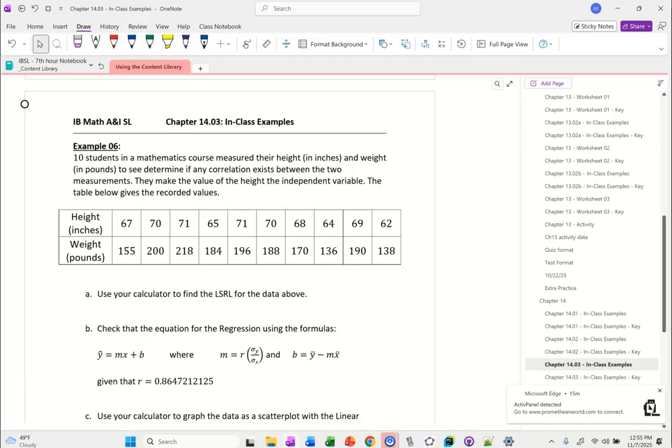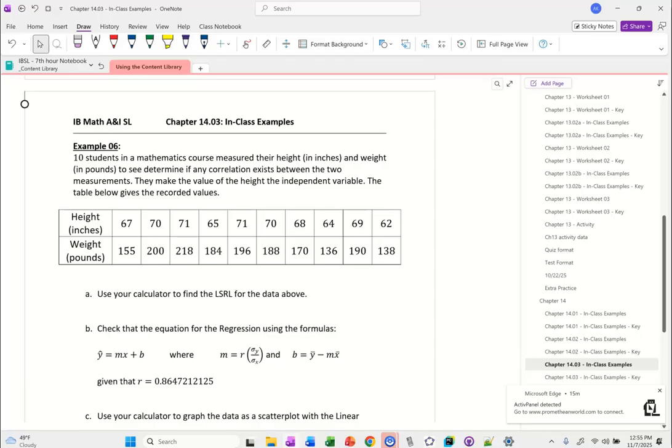All right. 10 students in the mathematics course measured their height in inches and weight in pounds to determine if any correlation exists between the two measurements. They make the value of the height the independent variable, and the table below gives the recorded values. Use your calculator to find the LSRL for the data above.